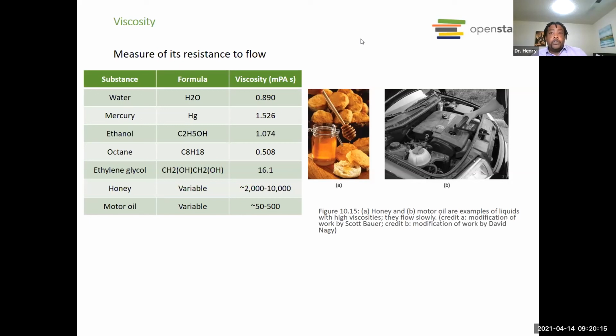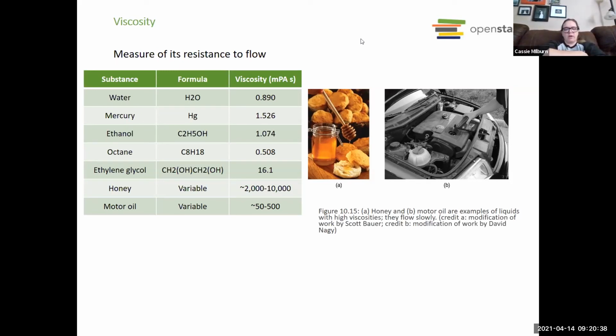So in the case of honey, you'd assume that there are a lot of strong IMFs there, right? Because it's so viscous. We know that water is pretty viscous, well, relatively viscous compared to everything else, and that has a hydrogen bond. So we know that honey must have quite a few hydrogen bonds going on, right?